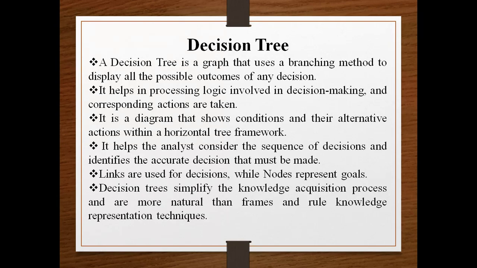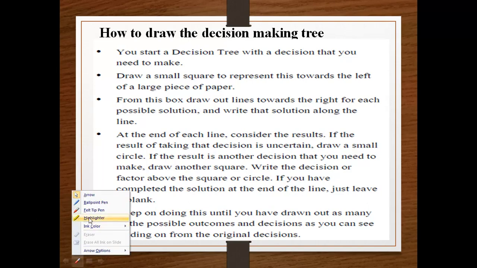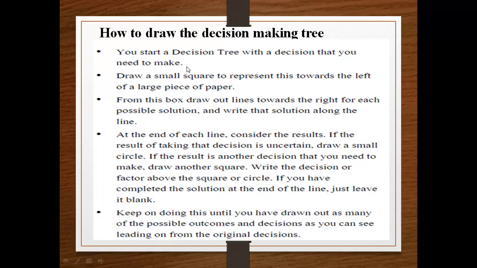Okay, so your decision tree will have one condition and multiple actions. How to draw a decision making tree? Let me take a pen for you all. Okay. When you start a decision tree with the decision that you need to make, first of all, the moment you read the query, draw a small square towards your left. Just excuse the diagram drawing. Okay. This is how you're going to make the square.